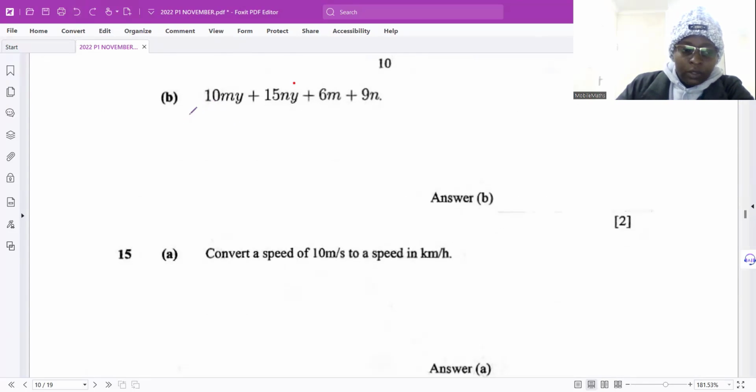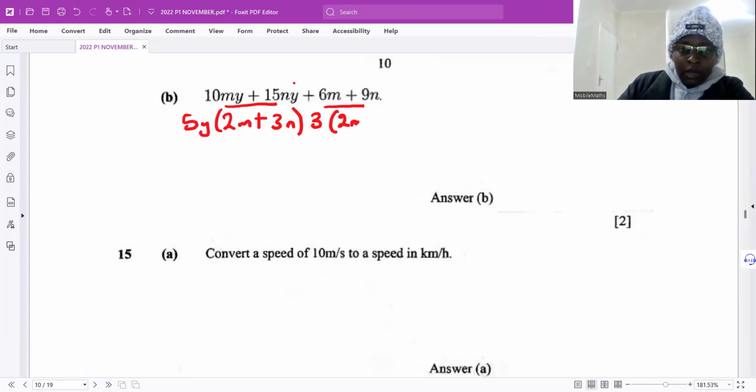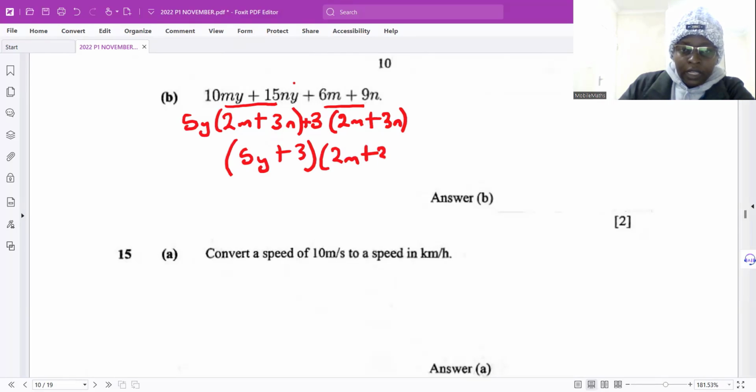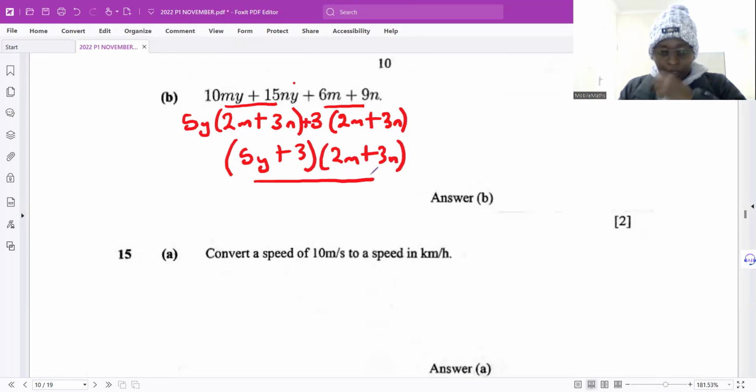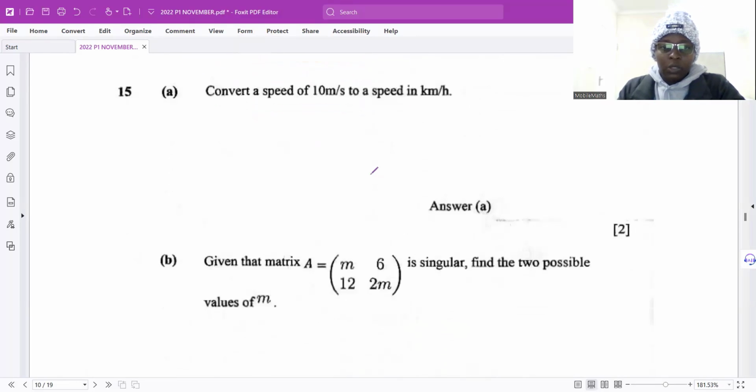Okay, for this one, we have got a common factor for this part here of 5y, and we can have 2m plus 3n, okay? Then for this last one, we have got a common factor of 3, so we'll remain with 2m plus 3n, okay? So it means completely factorizing this, we've got 5y plus 3, then 2m plus 3n like that, okay? So that's how we completely factorize that one. Let's move on to the next question.